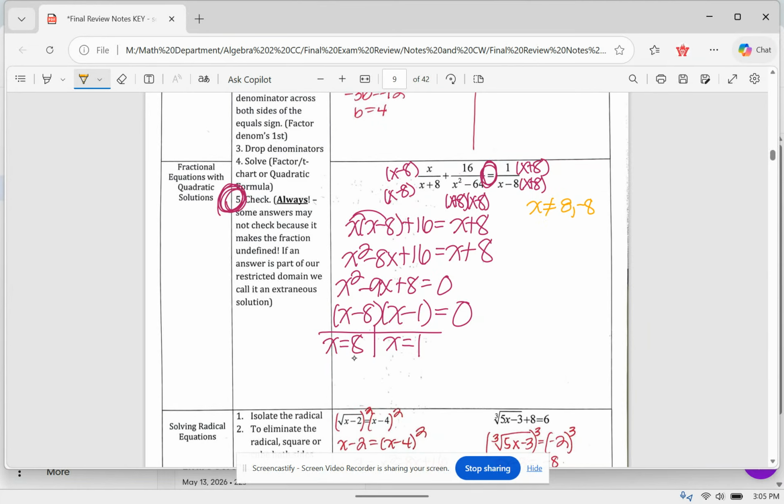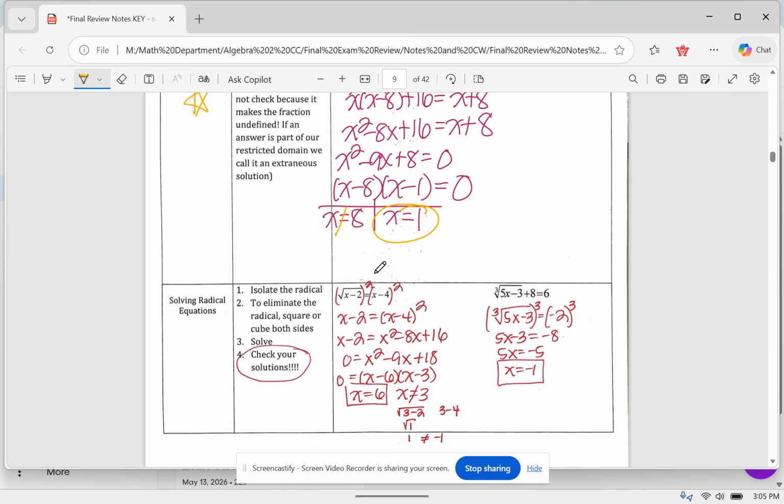Look at my answers. I got 8 though. So I'm going to reject the 8 because that's going to be an extraneous solution. It's something that came about algebraically but doesn't work in the original problem. So therefore, x equals 1 is my final answer. So again, super duper important. Make sure you guys always check your solutions.